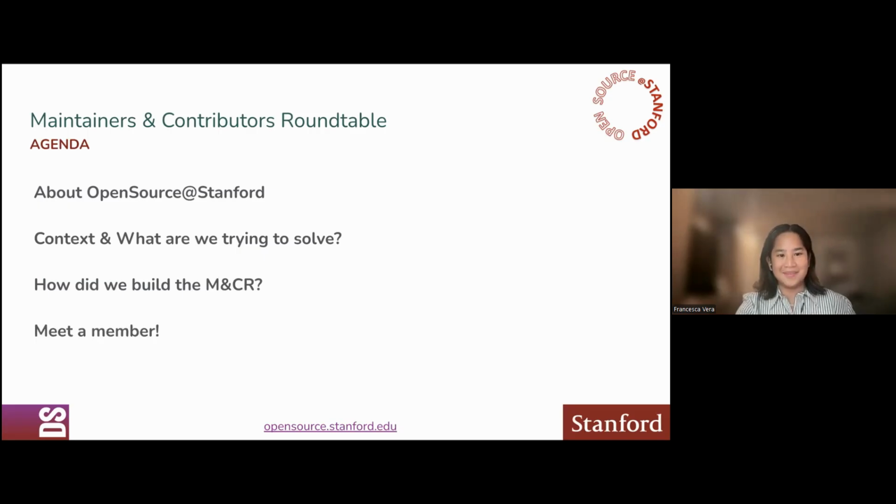And then I am very grateful that a member of our MNCR has agreed to talk to all of you about their experience. It's one thing for me to say that this is a great initiative. I think it's a totally different thing to have someone who's actually experiencing it and participating as a member to say it. So very excited to go through all of this with you today.